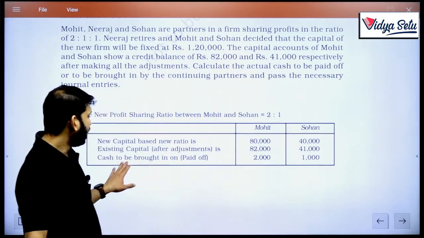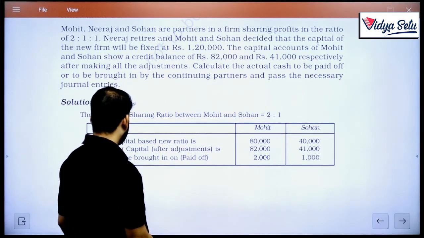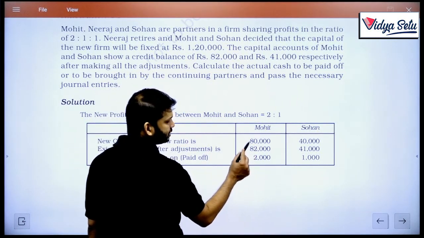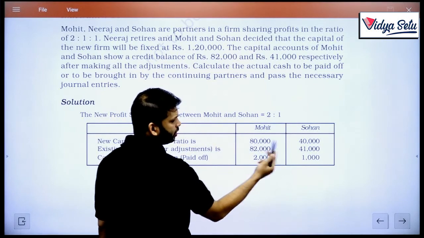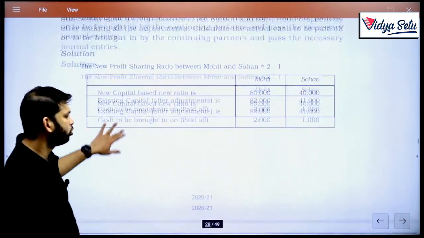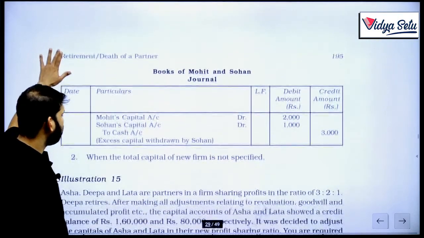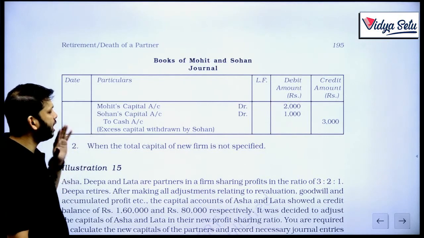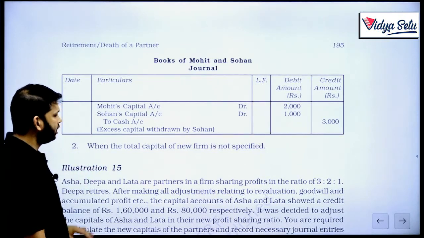So the cash is to be brought in or paid off. Here it is paid off. 82 is the existing, 80 is needed, so 2,000 is taken away. 41 is the existing, 40 is required, so just 1,000 is taken away. It's paid off for both. So when they are paid off, Mohit's capital is debited, Sohan's capital is debited, and cash is credited.